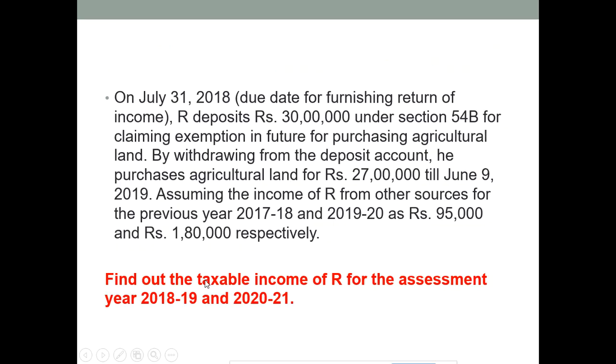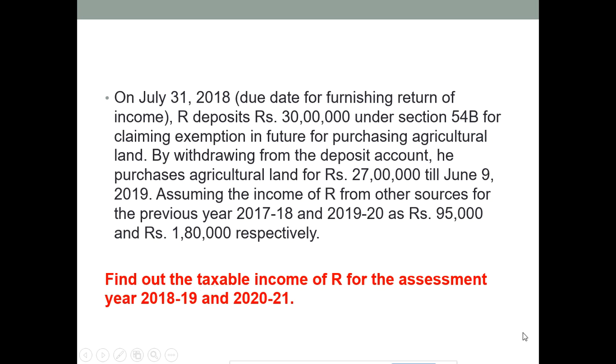Let's see the taxable calculations. But before that, there is information that on July 31, 2018, the due date for furnishing return of income, R deposits rupees 30 lakhs under section 54B for claiming exemption in future for purchasing agricultural land. As you know, there is a capital gains deposit scheme, so he deposited rupees 30 lakhs. By withdrawing from the deposit account, he purchased agricultural land for rupees 27 lakhs till June 9, 2019. Assuming that the income of R from other sources during the previous years 2017-18 and 2019-20 are rupees 95,000 and 1,80,000 respectively, find out the taxable income of R for the assessment years 2018-19 and 2020-21.